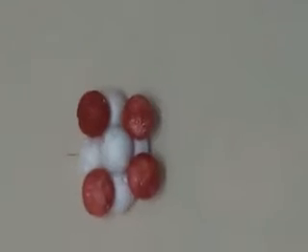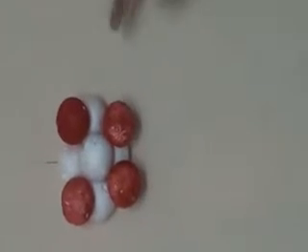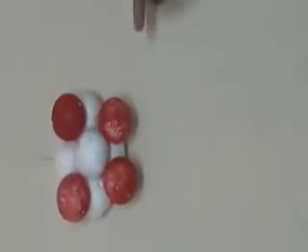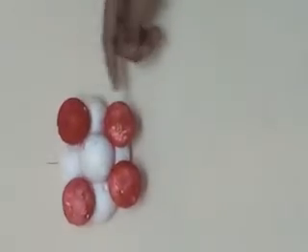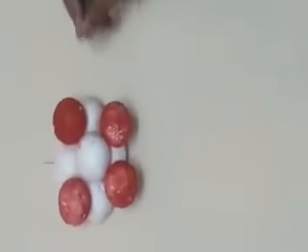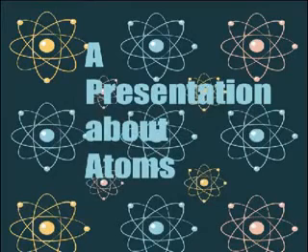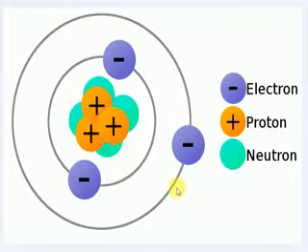Now I'll tell you a bit about the nucleus. This is a model of the nucleus of beryllium. It has 5 neutrons and 4 protons. They are attracted to each other by nuclear force. An atom is electrically neutral as it contains the same number of electrons and protons, which are equal in magnitude but opposite in charge. The electrons revolve around the nucleus in circular paths of different radii called shells.